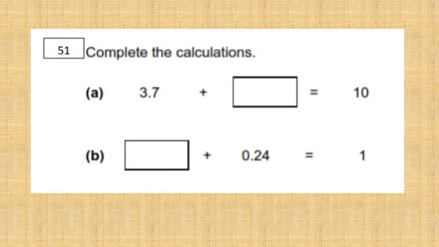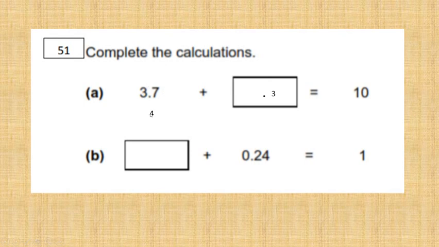Question number 51 here. Complete the calculation. 3.7 plus something equals 10. First I need you to think this way. I need to add something to this 7 to get 10, which is 0 and carry 1. So to add to this 7, it's 3. First I have to put the point and then put the 3 here. So 3 plus 7 equals 0 and carry 1. So 1 plus 3 equals 4.